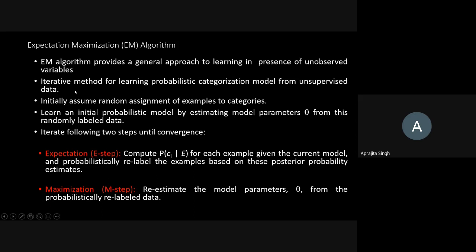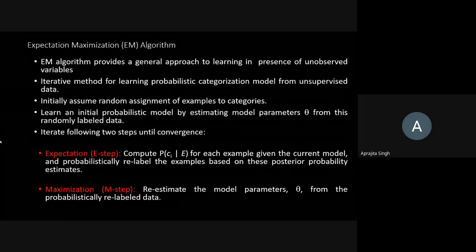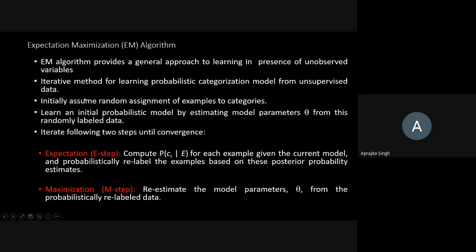So there is data coming in which is not labeled. You are iteratively running a certain process to find categories out of it. Initially, we assume a random assignment. Just like in k-means you assume some averages, here you assume certain probabilities initially, and learn an initial probabilistic model by estimating model parameters theta, and you keep on changing this theta value.